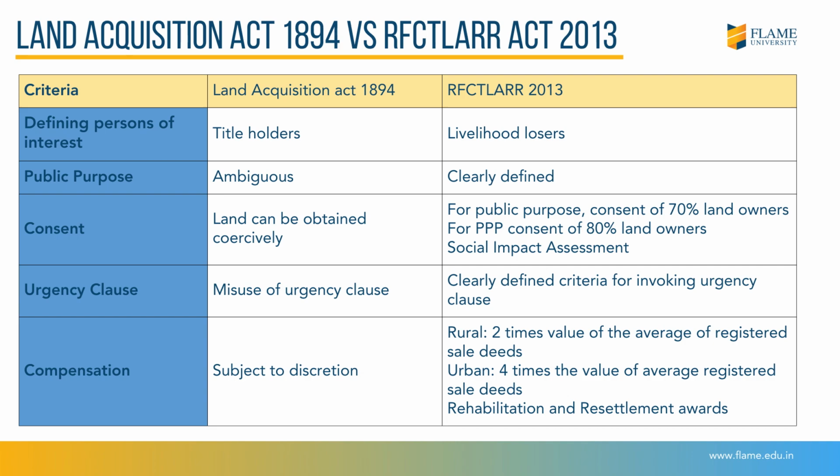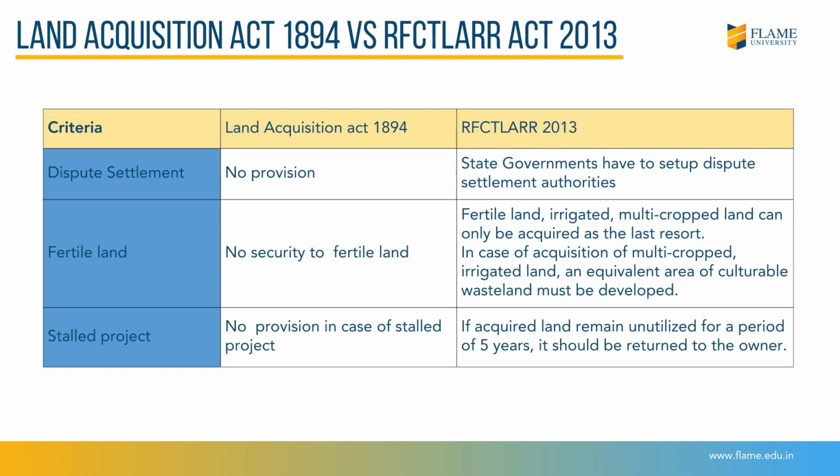Rehabilitation and Resettlement Award also includes provision for constructed houses in place of the house lost through acquisition of land. In some situations, the Act also provides for the grant of land in place of the land acquired. While there was no provision for dispute resolution in the 1894 Act, the 2013 Act directs the state governments to set up dispute settlement authorities.